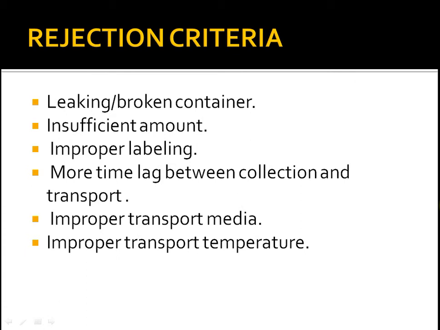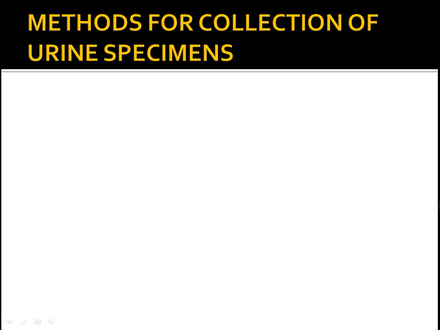A laboratory can reject the specimen on the basis of different criteria. If the specimen is received in a leaking or broken container, it is in an insufficient amount, it is improperly labeled, there is a delay between collection and transport, an improper transport medium is used, or the temperature for transportation is not proper. There are different methods for collection of urine specimens depending upon the condition for which diagnosis has to be done and upon the ease of collection.